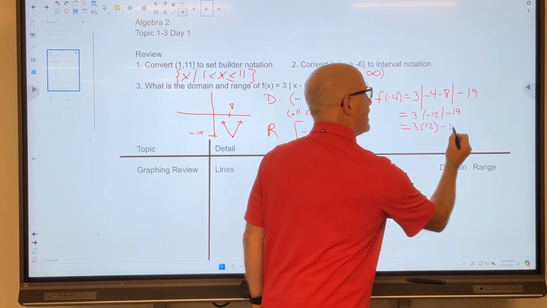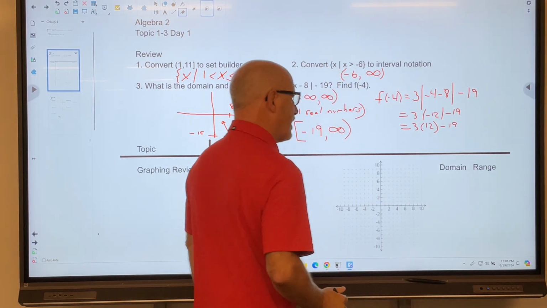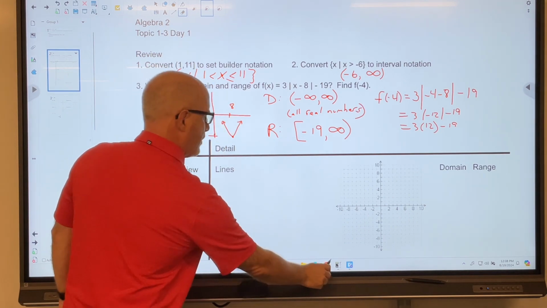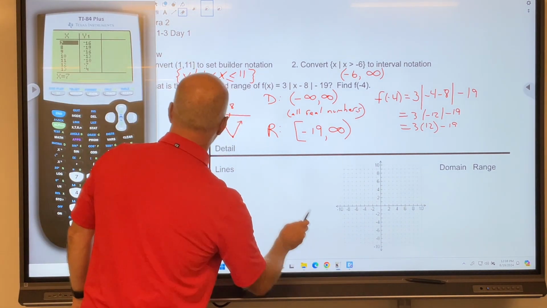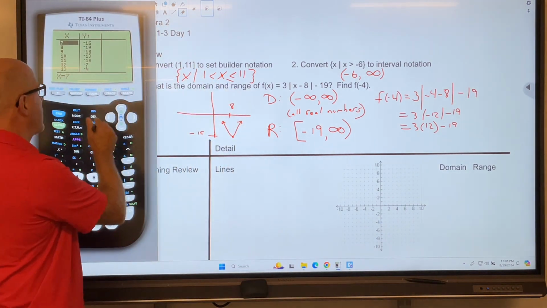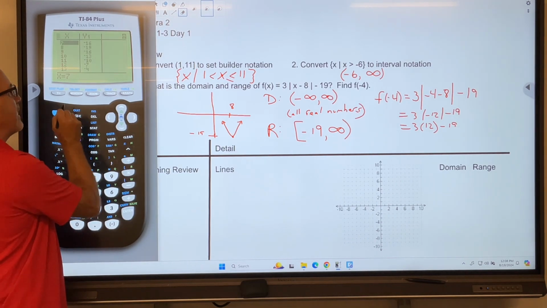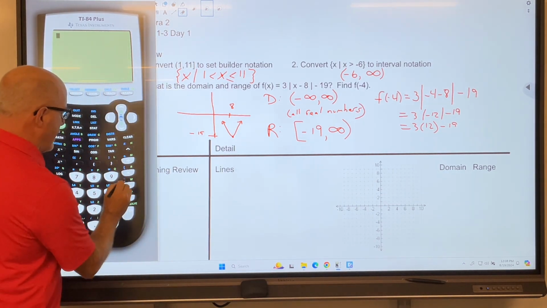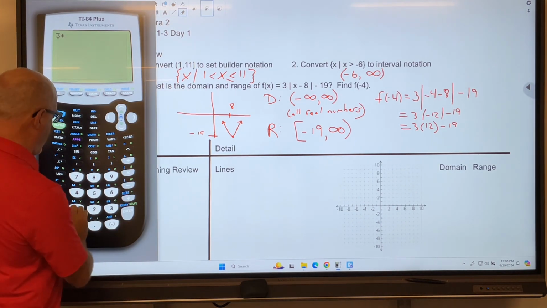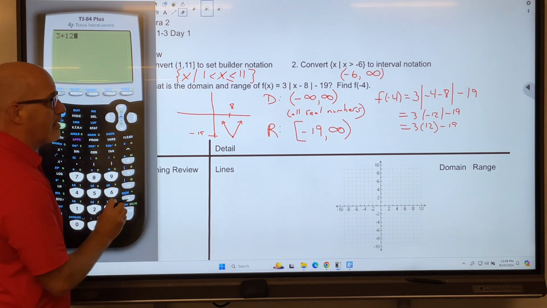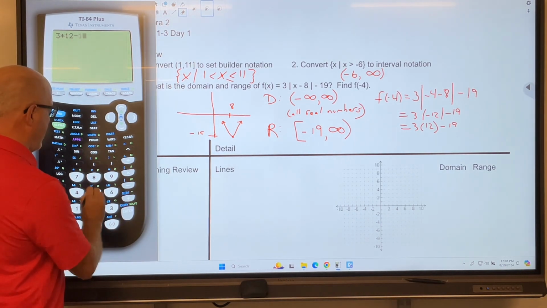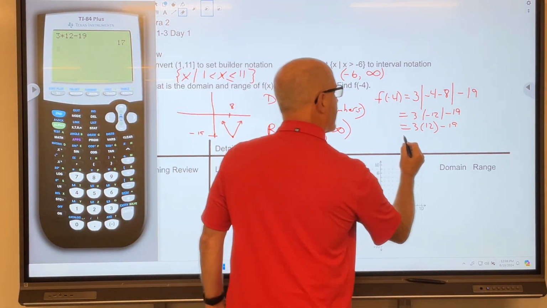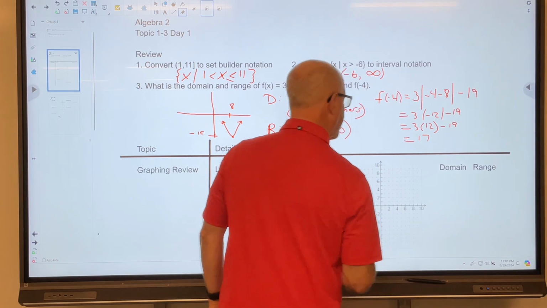Minus 19. And then if you're not sure how to do that calculation again, just pull up your calculator. And once you have it, we can go to the calculator screen. I'm on this screen, and if you hit second quit, that will bring up the calculator screen. I can do 3 times 12, and then subtract 19. And that gives me a value of 17 for it.